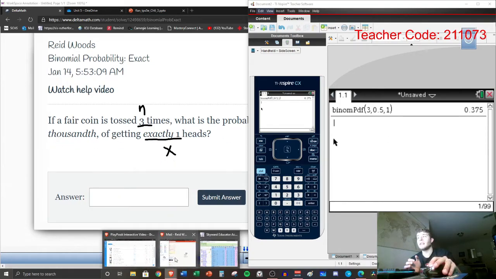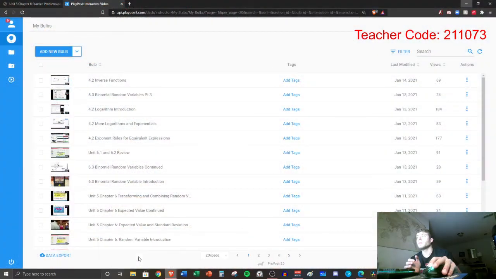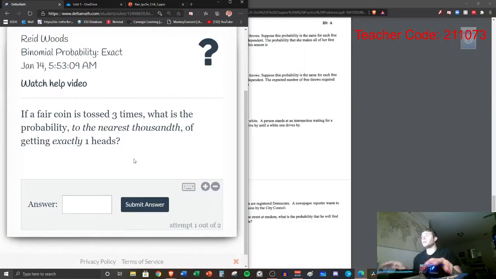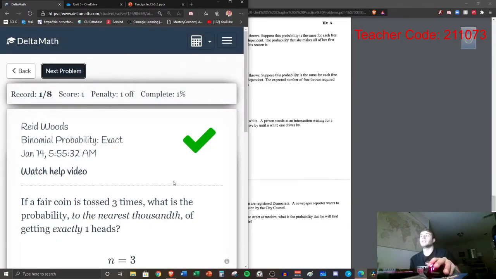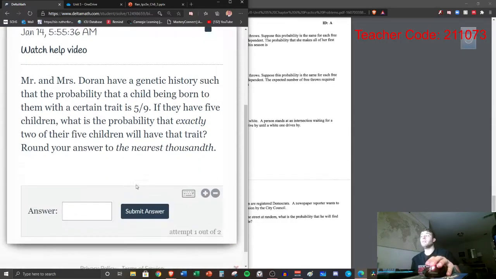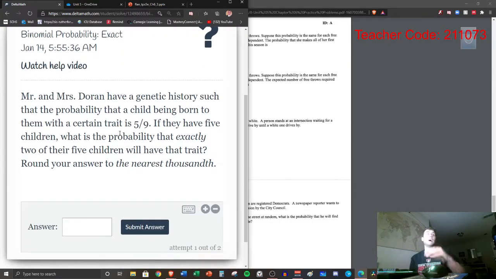So in DeltaMath, I'm going to put 0.375. Hit enter, and it tells you if you got it right or not. Okay, good. And then you go to the next one. You have 8 problems like this, and you've got all kinds of different scenarios that you're going to be using.